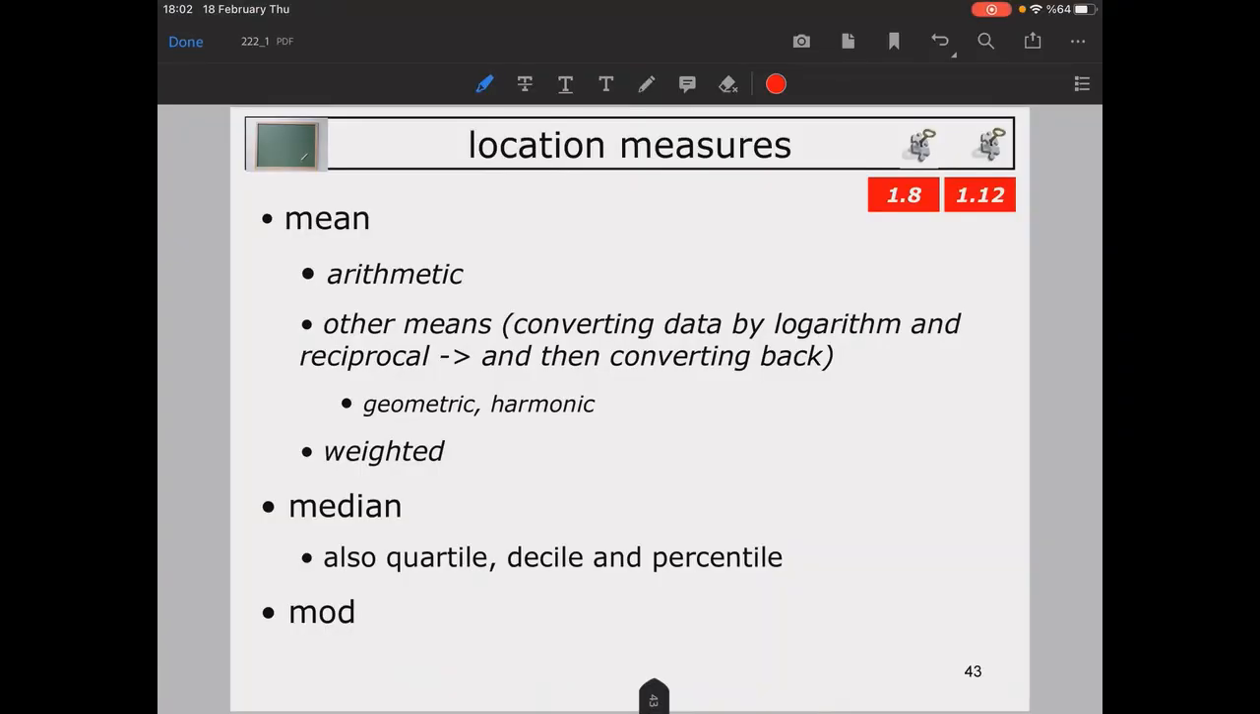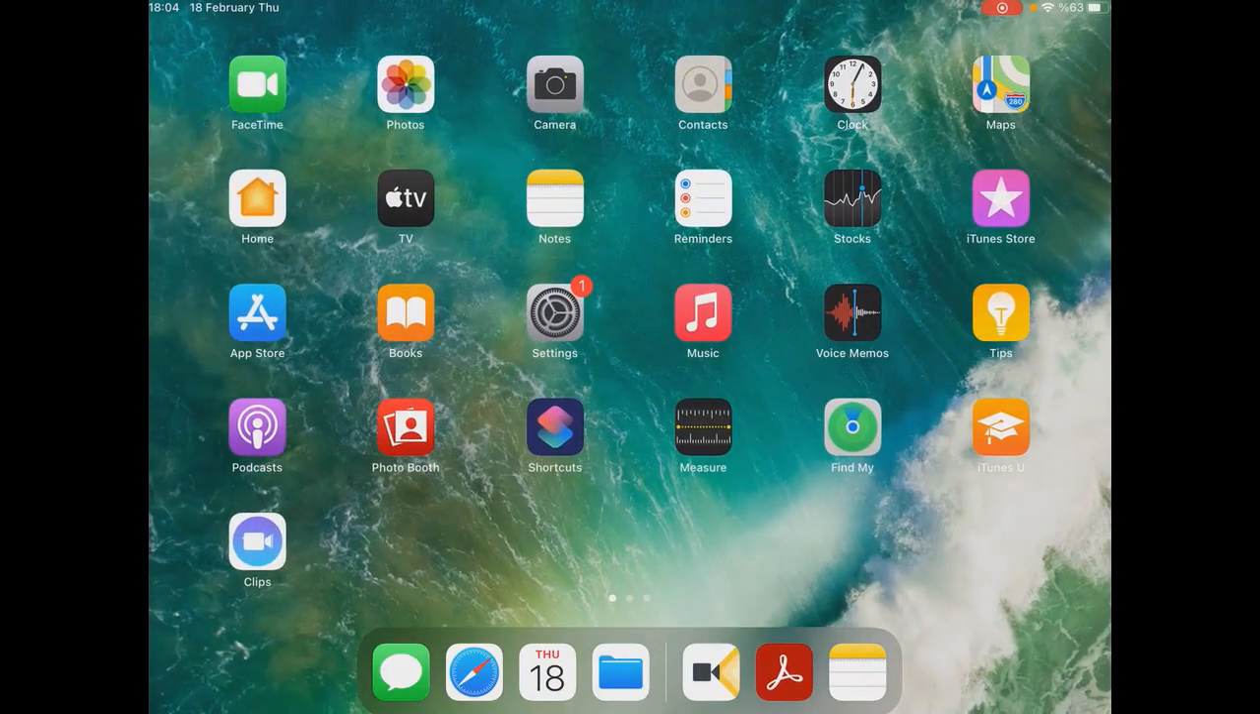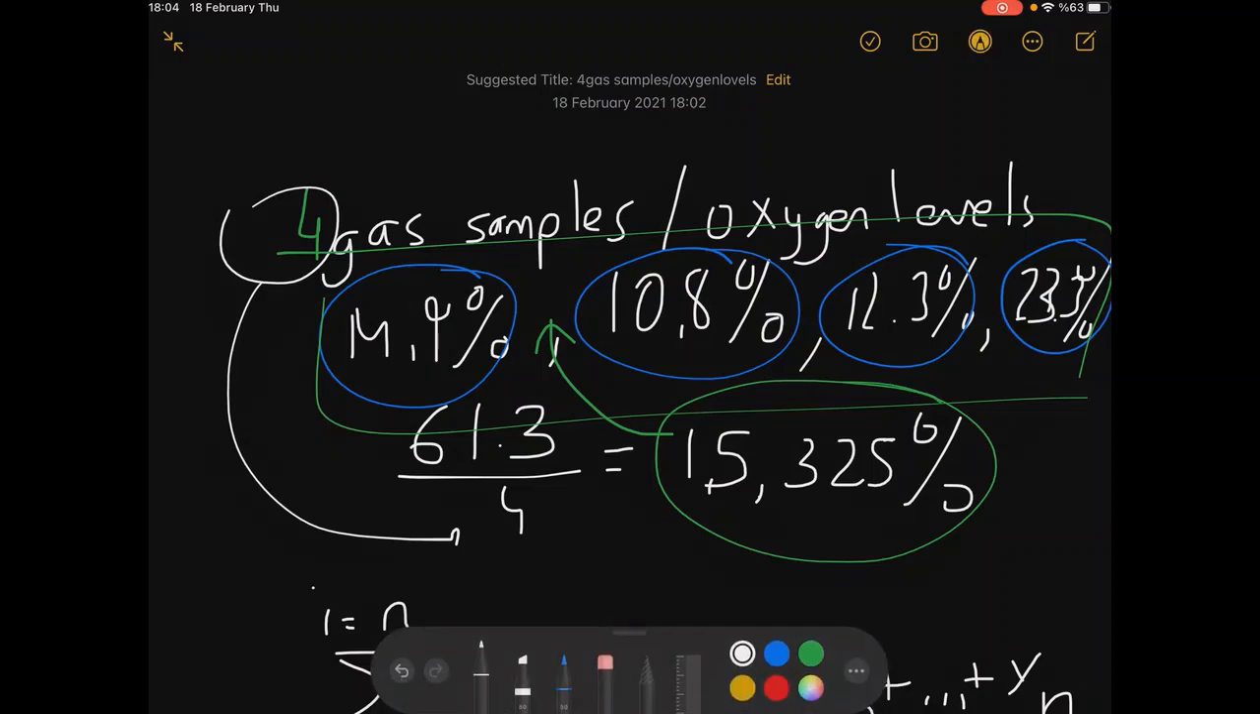So this was all about the arithmetic mean. Okay, we also have other means, which are the geometric mean and harmonic mean. The geometric mean is taking the logarithms of all the data. Now let's take a look at this. And converting it back, of course, with antilog.